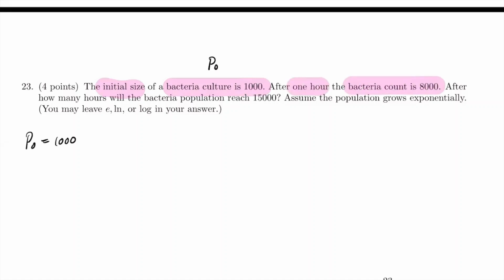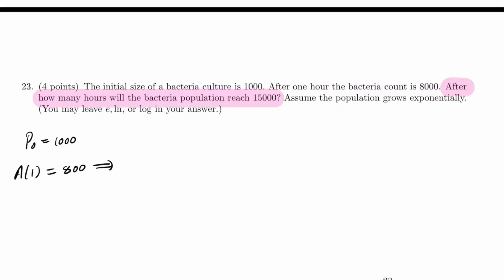So that gives us extra information. The time, so I can use this notation. The amount after 1 hour is 8,000. We want to know after how many hours will the bacteria population reach 15,000. So we want to know the time when it will reach this amount. So first, let's find the model.